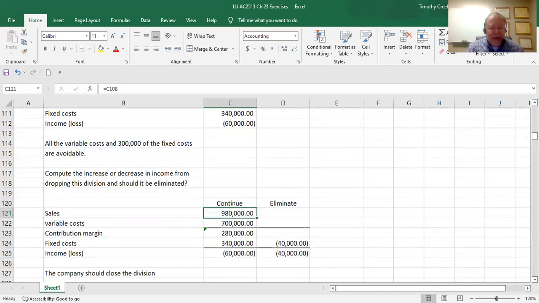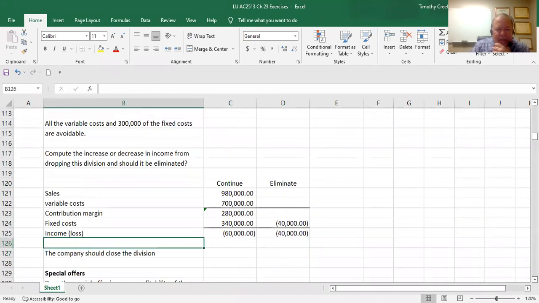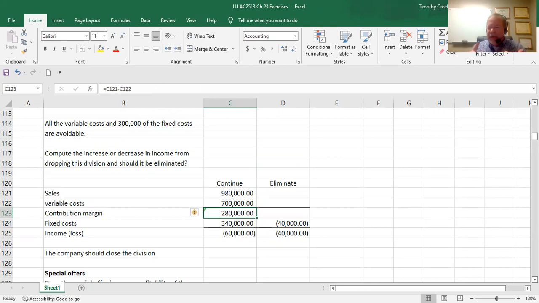So if they continue, same information as up above, they're going to have a net loss of 60,000. But notice that 300,000 of the fixed costs can be eliminated. So of the 340,000, 300,000 can be eliminated. So there's still going to be $40,000 of fixed cost there, and their net loss would be 40,000. So in this case, they should close the division because overall they would be $20,000 better off, the difference in the loss of the segment and the loss without the segment. One of the keys here is that they were able to eliminate 300,000 of fixed cost where the contribution margin was only 280,000. So since they were able to eliminate more fixed cost than the lost contribution margin of that division, they should close the division.